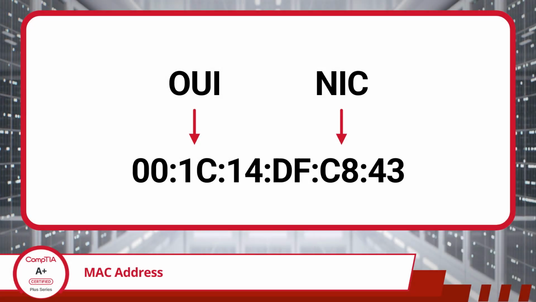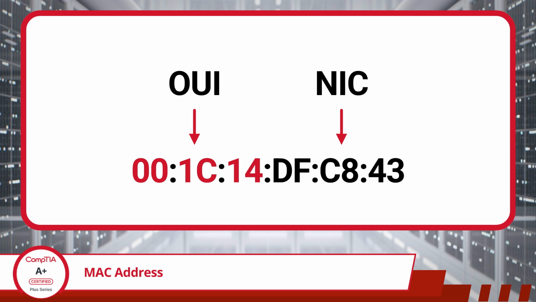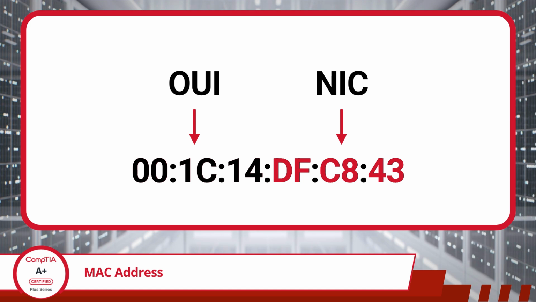MAC addresses are written using the hexadecimal numbering system, which uses the numbers 0 through 9 and the letters A through F. A standard MAC address is made up of 12 hexadecimal characters, which represents 48 bits in total. The MAC address itself is divided into two main parts. The first half is called the Organizationally Unique Identifier, often abbreviated as OUI. This portion identifies the manufacturer of the network interface card. The second half is assigned by the manufacturer and uniquely identifies that specific network interface. Together, these two sections ensure that MAC addresses are globally unique.